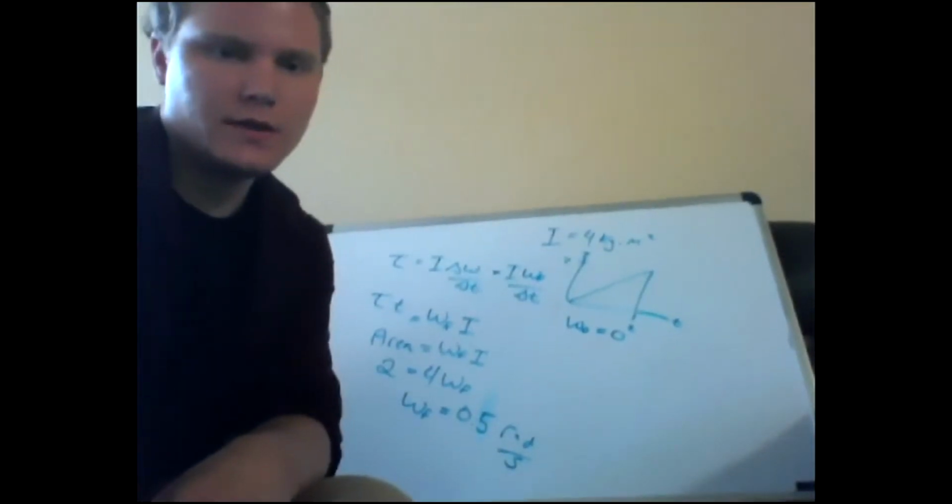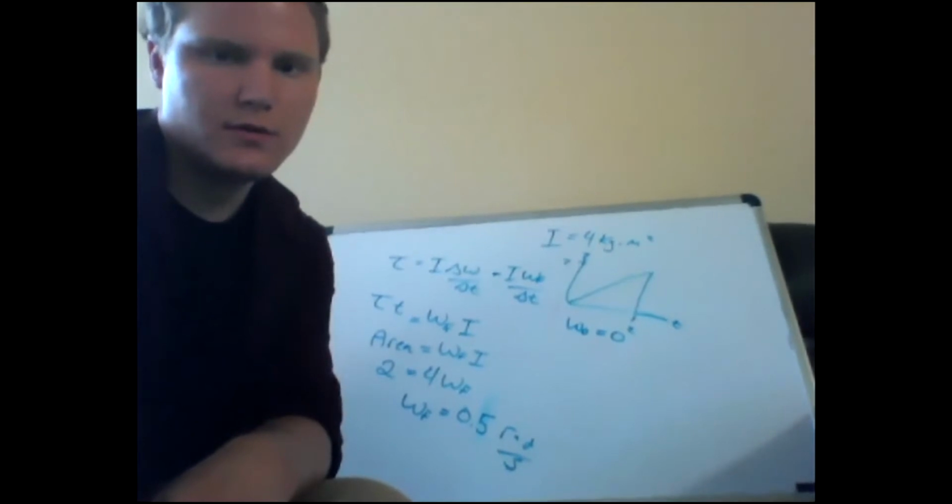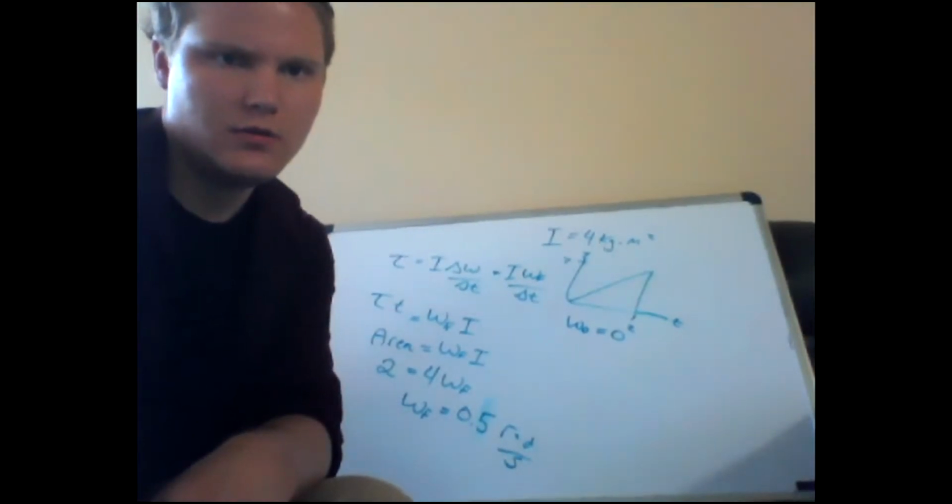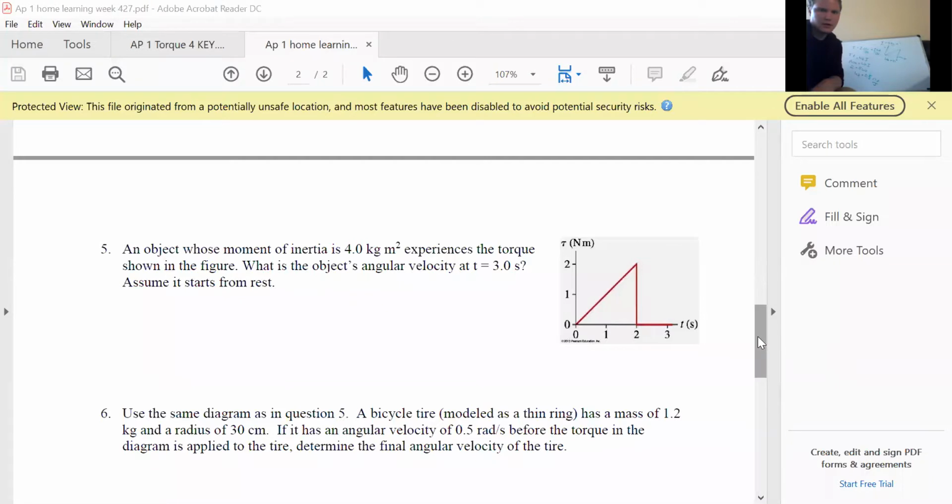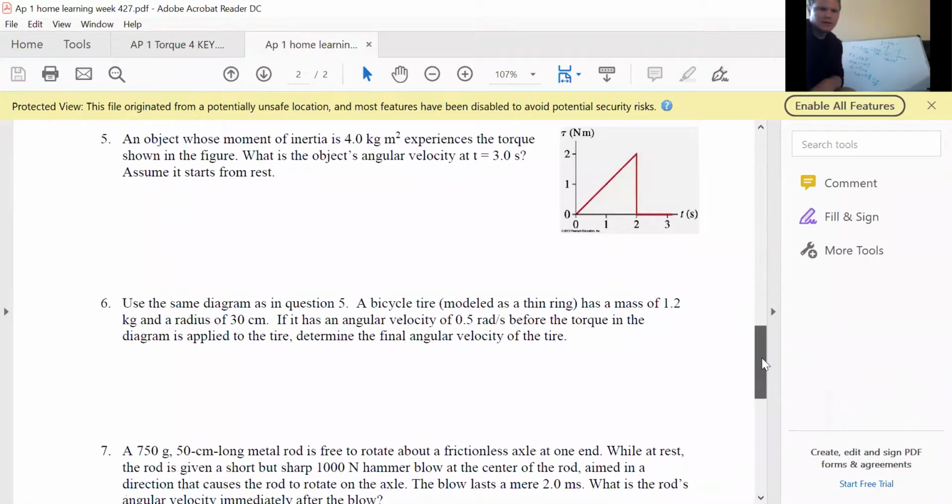All right, so let's go into the next one then. Screen share here. Okay, so now we're looking at number 6. Same thing, it says use the same diagram in question 5, except for now we have a different moment of inertia. It doesn't tell us what that is, we have to figure it out. And it has an initial angular velocity now.